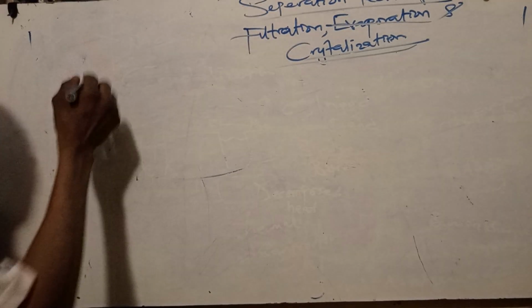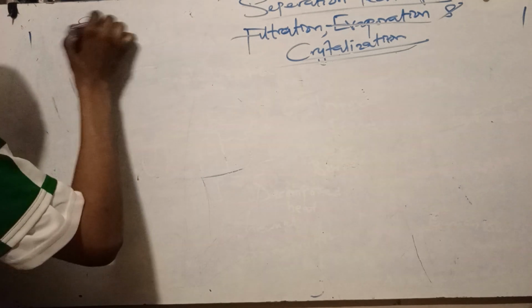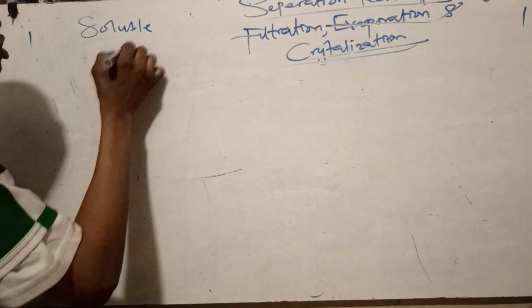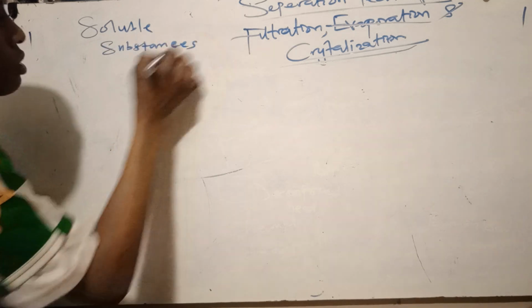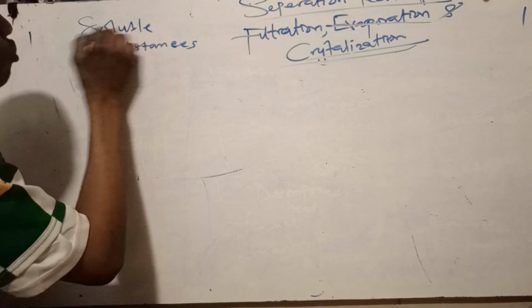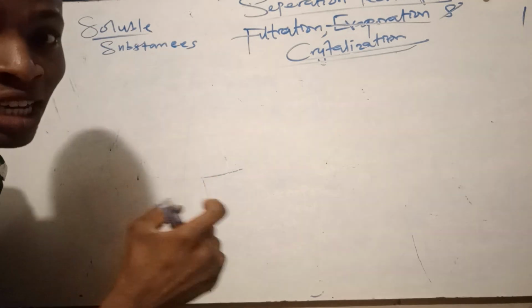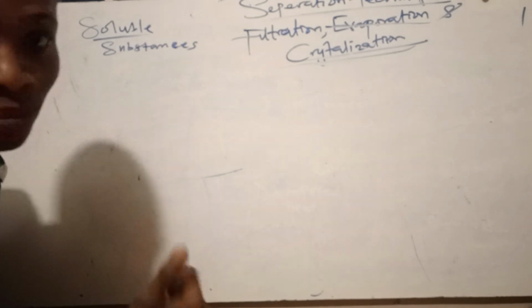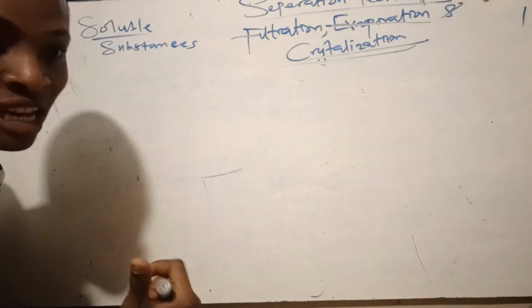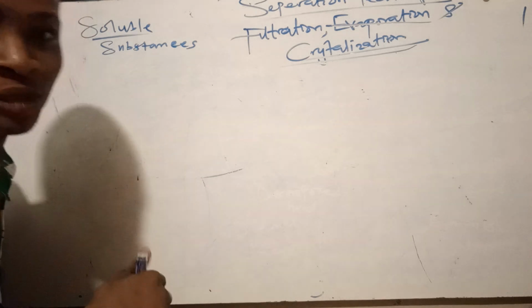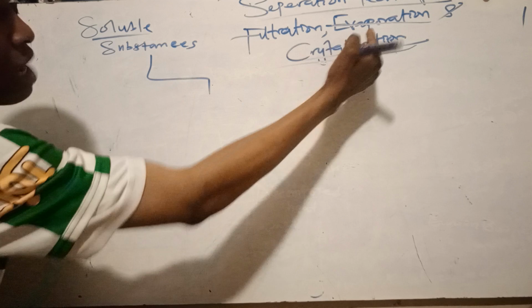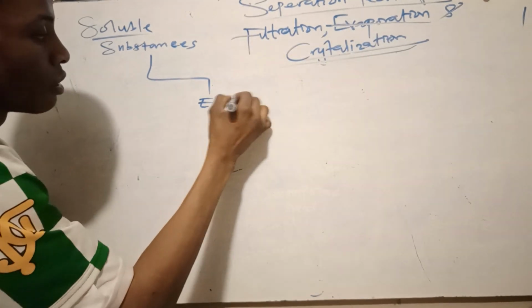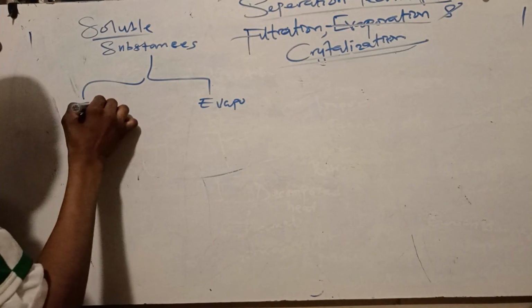So now we know if you want to separate soluble substances, we use two techniques. One meaning of soluble: when something that can be dissolved in water is dissolved in water, and we want to separate it back, we want to recover it back after it has been dissolved in the solvent. What are the techniques you can use? We can use our evaporation, and we can use our crystallization.